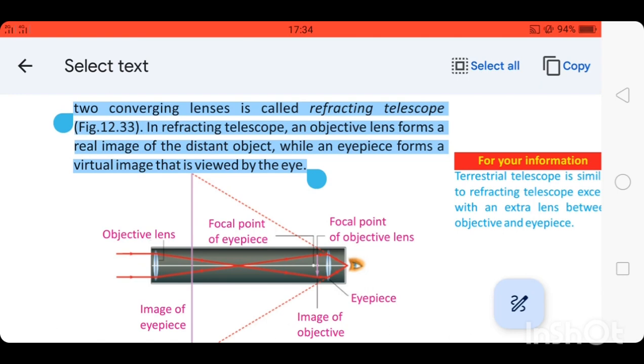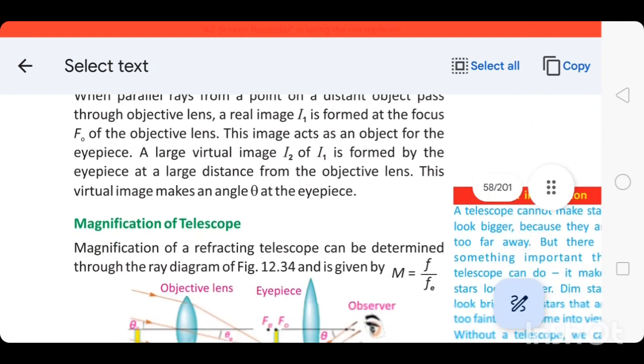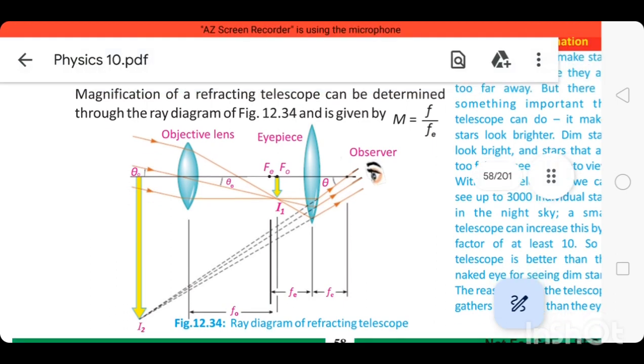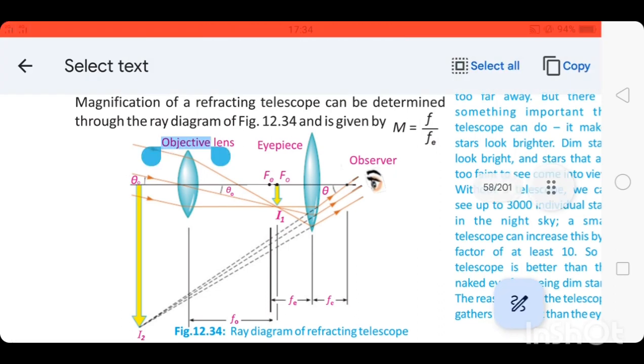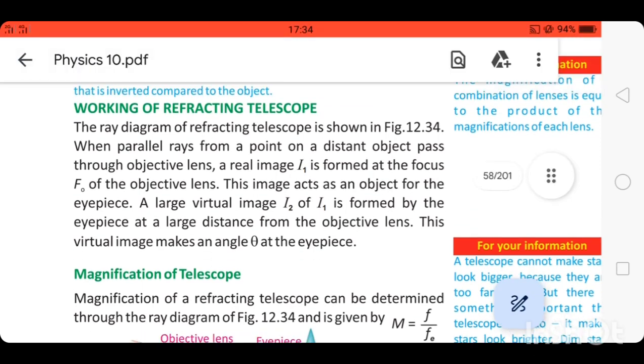Now I will explain its working. The working of refracting telescope can be explained with the help of ray diagram. Here you can see the two lenses clearly. One is called objective lens and the second is eyepiece. In working, the ray diagram of refracting telescope is shown in figure.